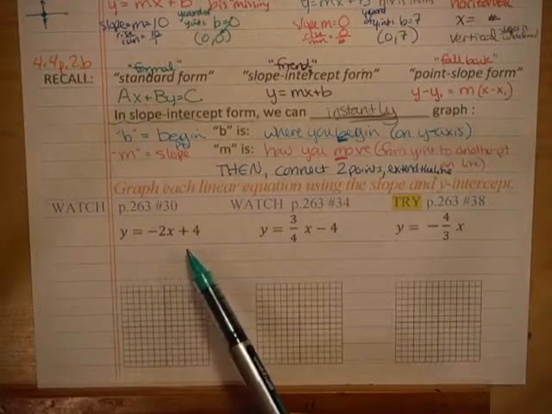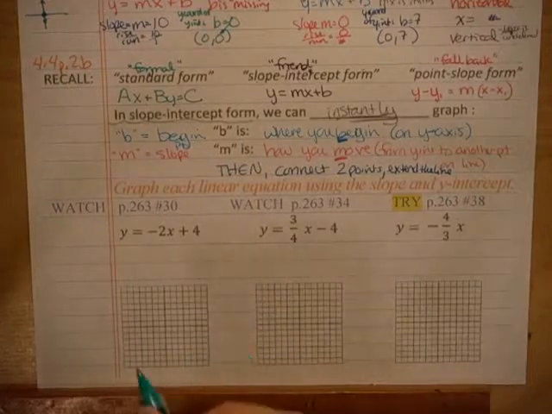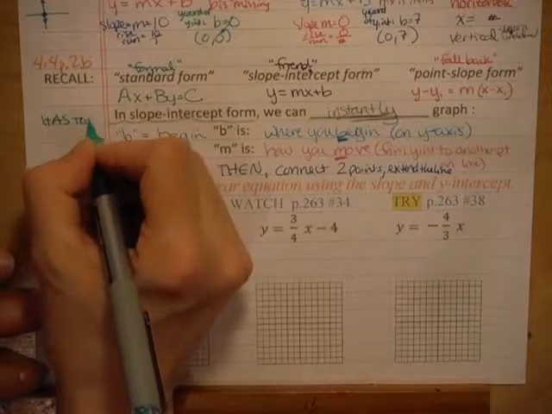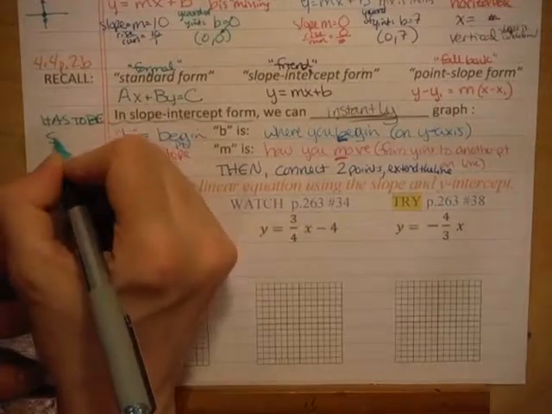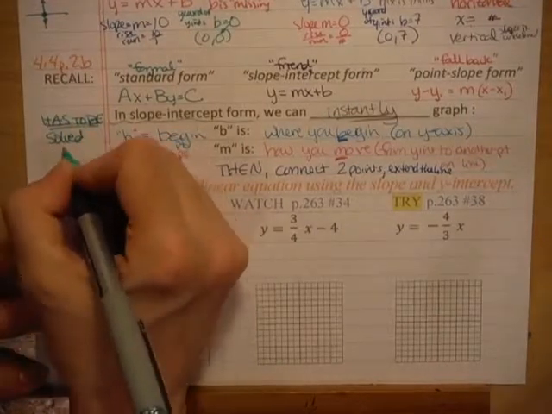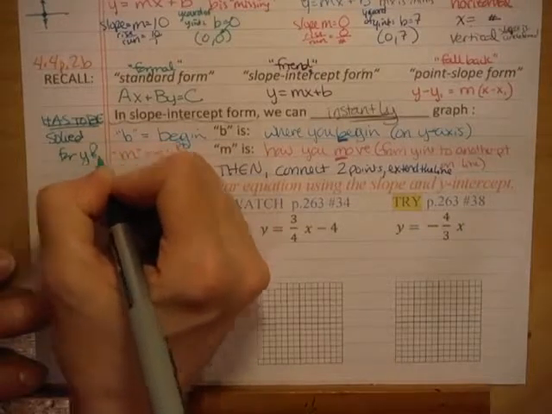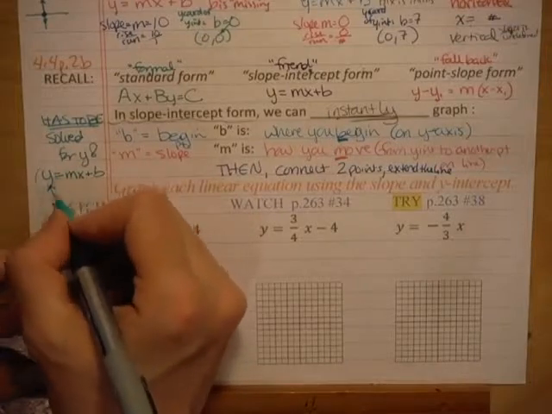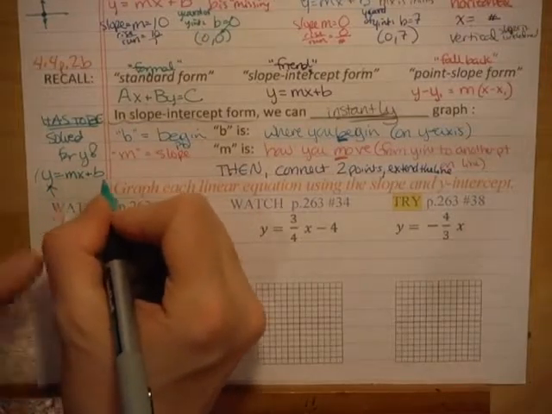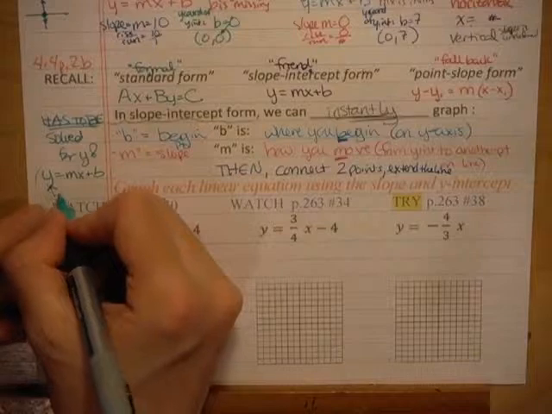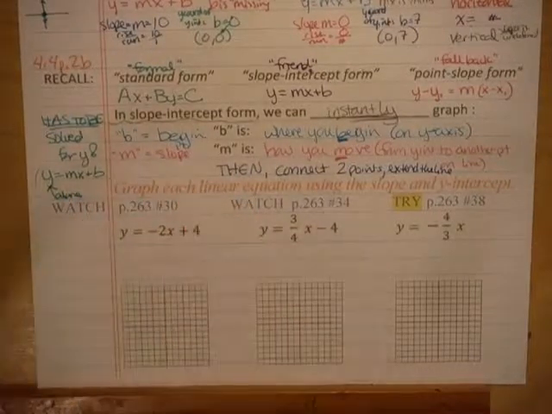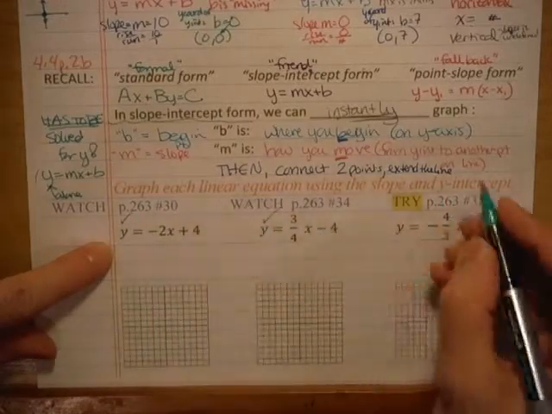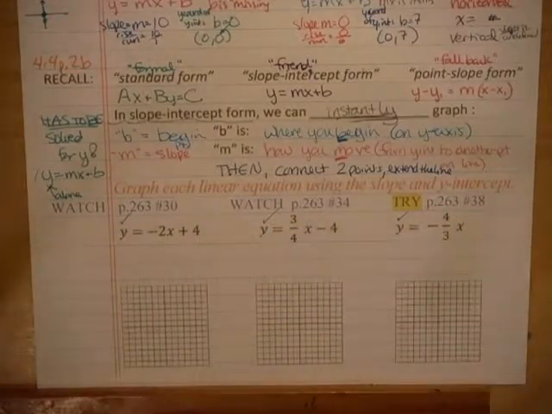Y equals negative 2x plus 4. The very first thing we have to remember is that it has to be solved for y. Has to. Okay, it has to be in the y equals mx plus b form. If y is not alone, you do not have a complete picture of what those 2 pieces are. Y has to be alone on one side of the equation. Then you can pull out the pieces. So on all of these, y is by itself, including the try problem.